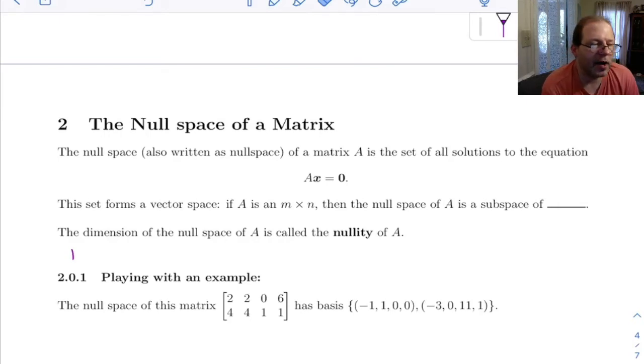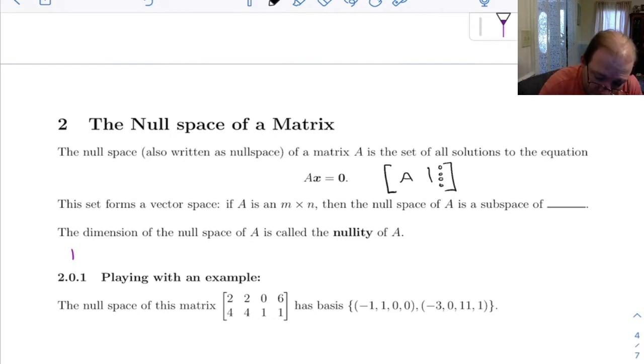The next major topic in this section is the null space of a matrix. If you're given some matrix A, the null space of A is just the set of all solutions to this equation here, A times x equals 0. You can think of that also as if you wrote an augmented matrix where you put A in for your coefficient matrix and then you put a bunch of zeros on the other side. It's all the solutions to that.